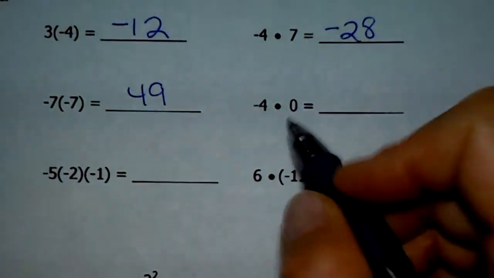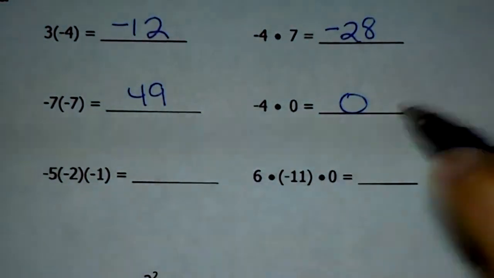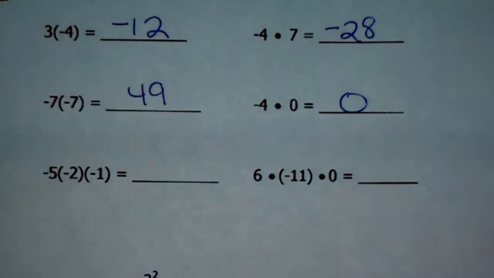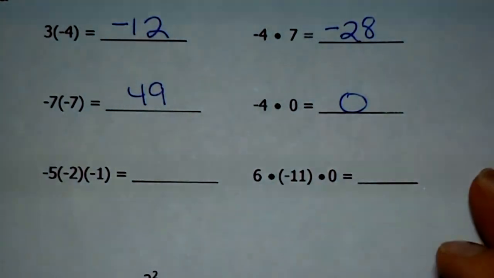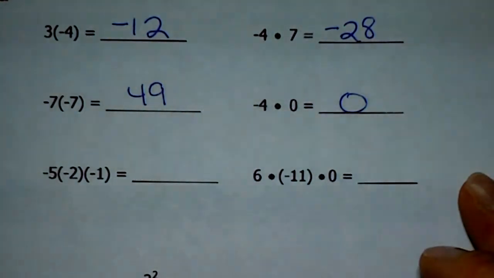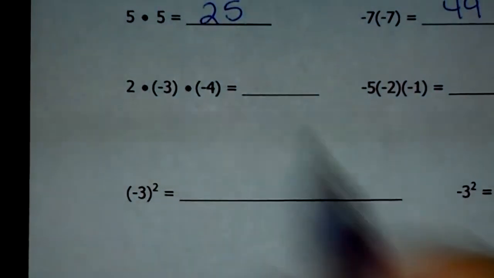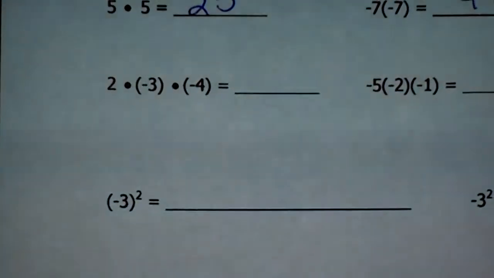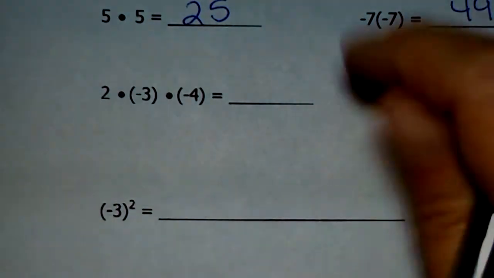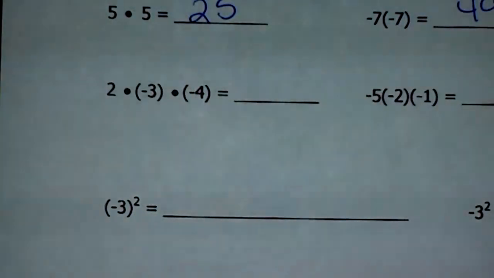Negative 4 times 0. Anything times 0 is 0. Please don't put a negative sign in front of the 0. It's not possible. You can't have negative nothing. You can just have 0. Alright, next I have a couple digits in here. And again, you can use those commutative and associative properties if you would like. And you can switch around the order that you multiply these.